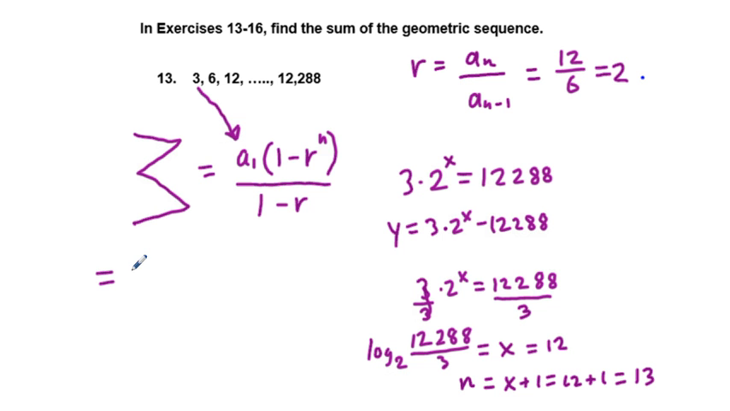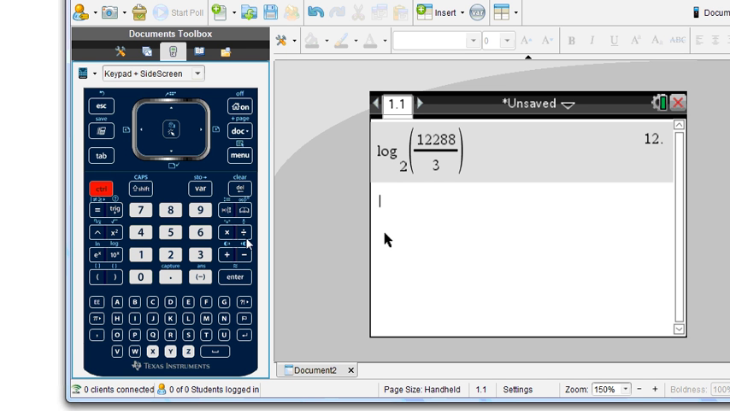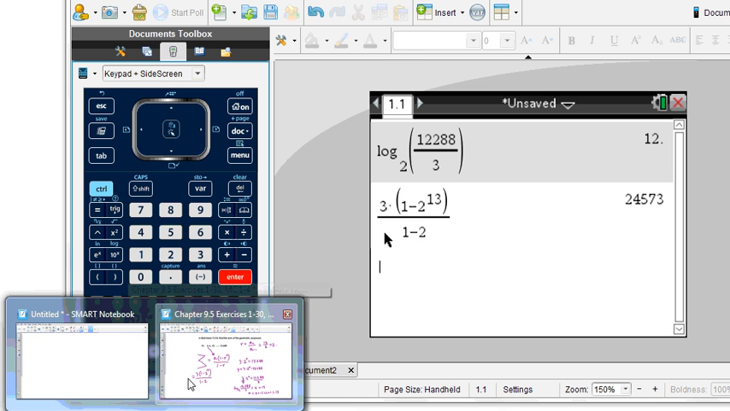So in our formula here, we're going to say a sub 1 is 3, times 1 minus r, our common ratio, 2 to the power of 13, and we divide that by 1 minus our common ratio, 1 minus 2. To do that, we'll go to our calculator. Our first a sub 1 is 3 times 1 minus 2 to the power of our n value, which is 13, and that divided by 1 minus r, which is 1 minus 2, and we get 24,573. We write this down. I hope it's right.